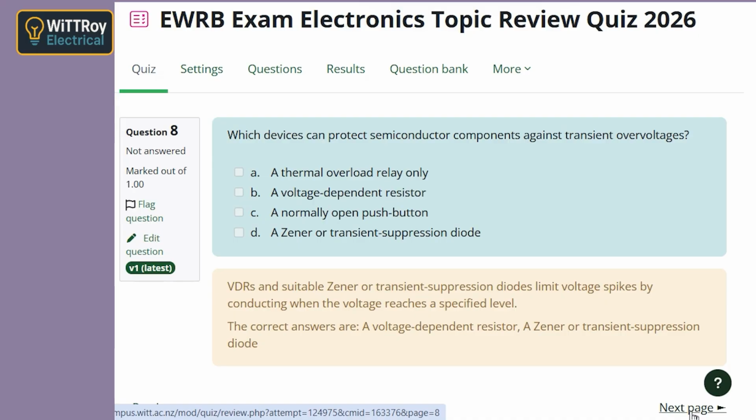Yes, your choice is correct. That is the distinction the question is testing. VDRs and suitable Zener or transient suppression diodes limit voltage spikes by conducting when the voltage reaches a specified level. Next time I'll ask whether the device is meant to clamp voltage or respond to heating.